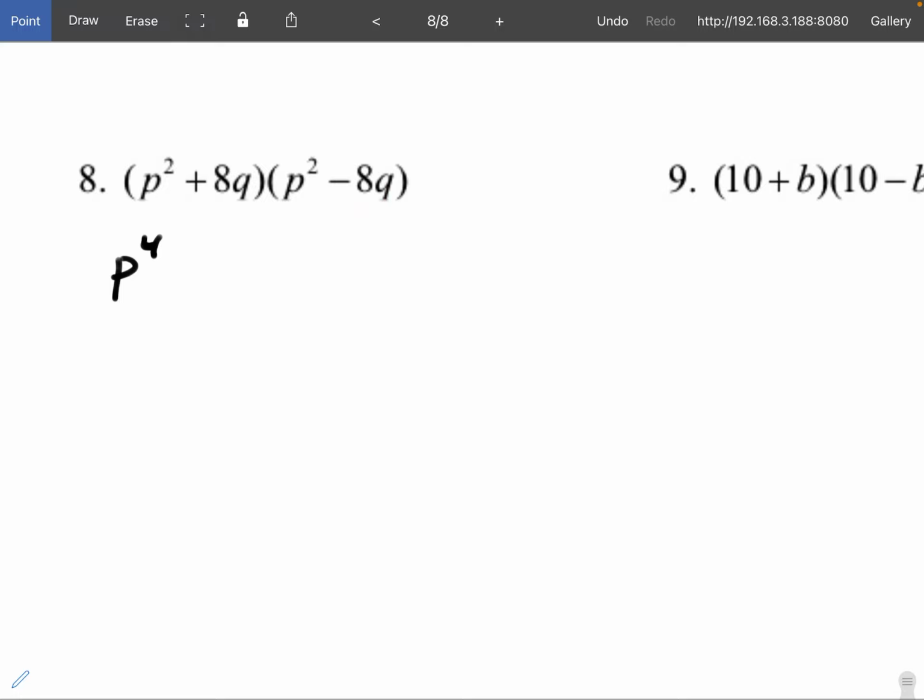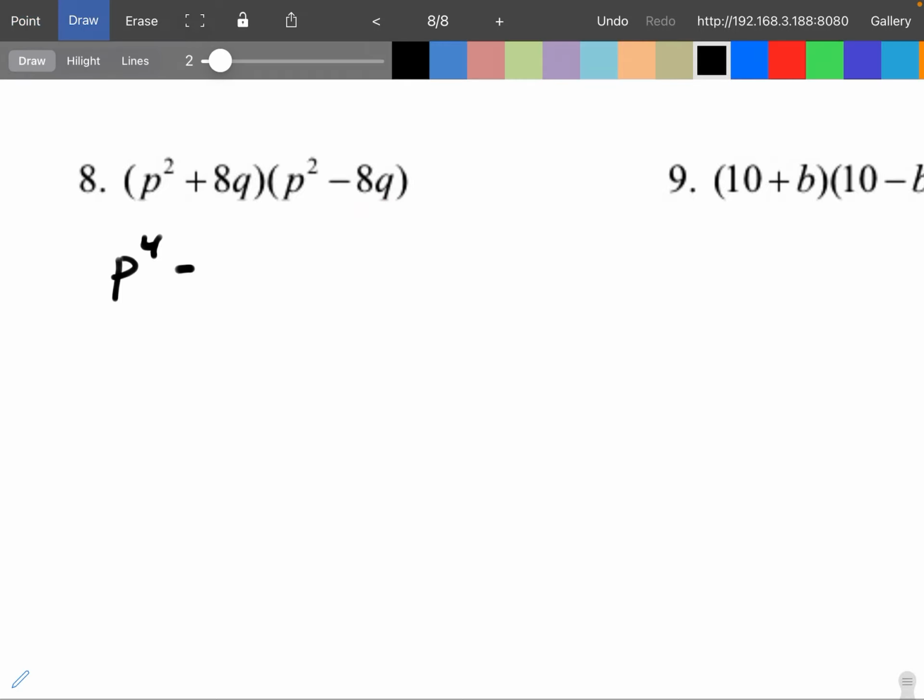Not quite. Negative 8 what? 8q, 8q p to the second. Yes. It's negative 8q times p squared, but normally we put the variables in alphabetical order. So it would be negative 8 p squared q.